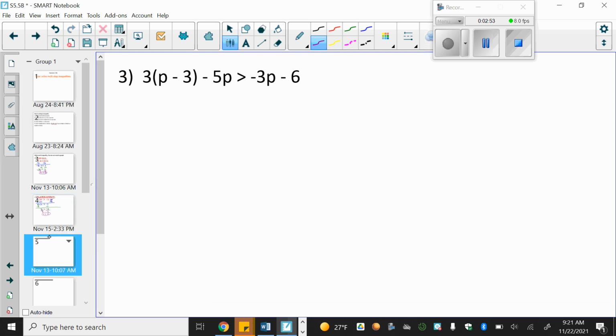Alright, next. Distributive property. Yes, this time I have a distributive property. Here's my distributive property. Here's my number. So 3 times p is 3p. 3 times negative 3 is negative 9. Bring down that minus 5p to go with it. Bring down my greater than symbol. The other side just stays the same.